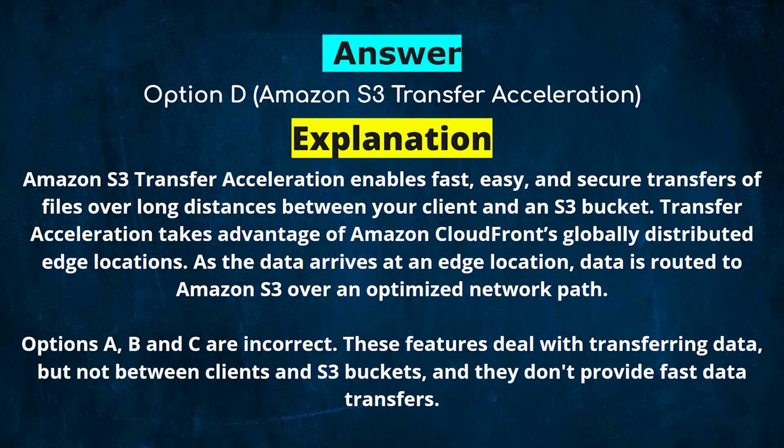Explanation. Amazon S3 transfer acceleration enables fast, easy, and secure transfer of files over long distances between a client and an S3 bucket. Transfer acceleration takes advantage of Amazon CloudFront's globally distributed edge locations. As the data arrives at an edge location, data is routed to Amazon S3 over an optimized network path. Options A, B, and C are incorrect. These features deal with transferring data but not between clients and S3 buckets, and they don't provide fast data transfers.